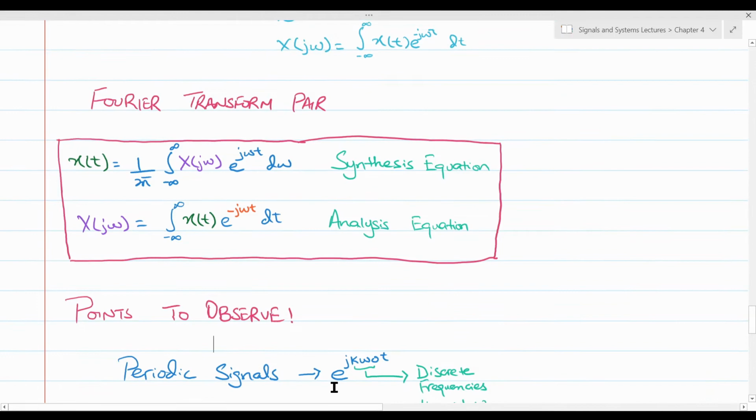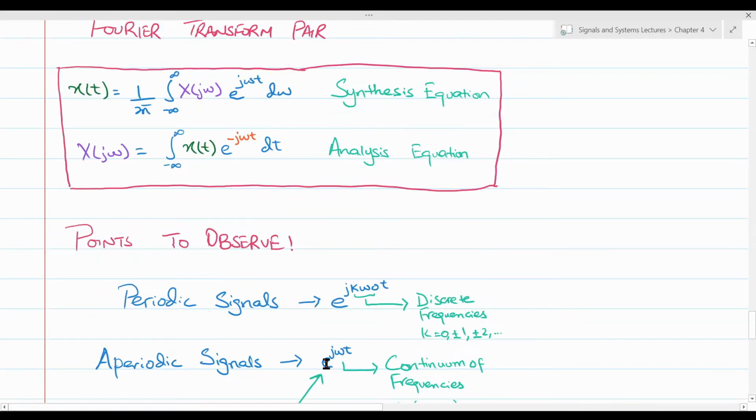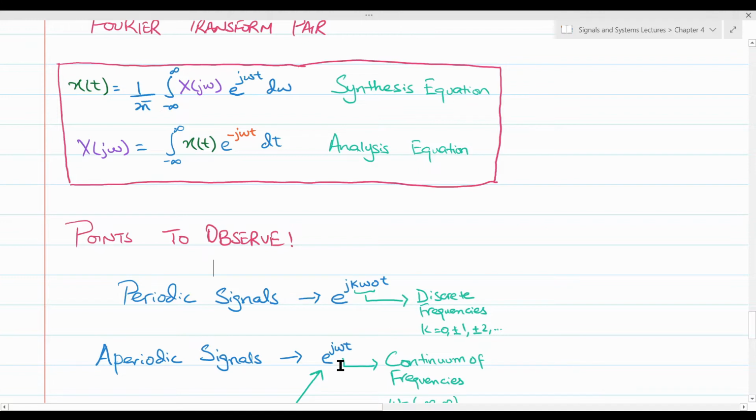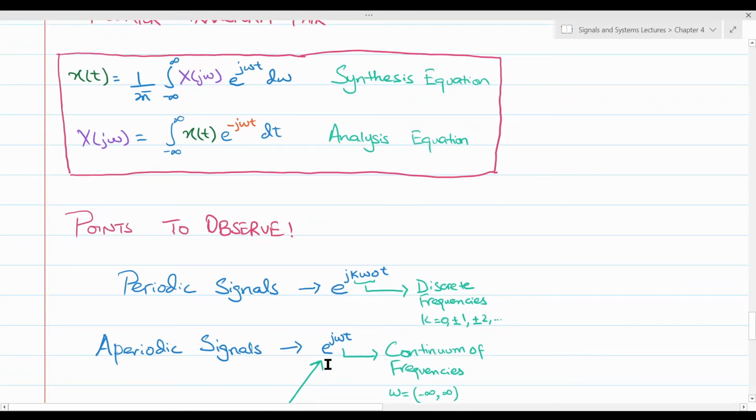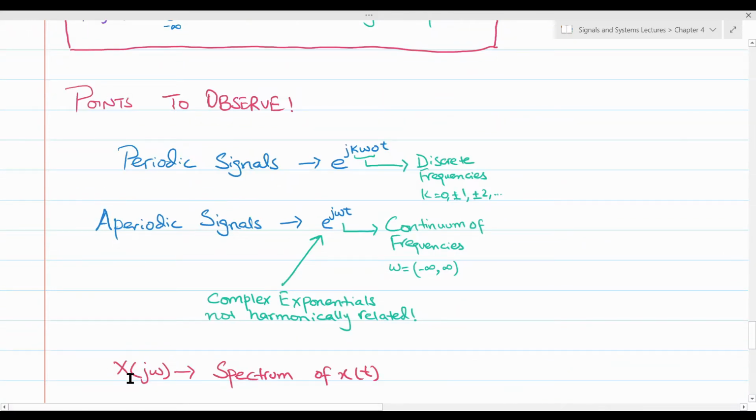The periodic signals were represented by complex exponentials having discrete frequencies, and these complex exponentials were harmonically related. On the other hand, the aperiodic signals can be represented by complex exponentials as well. However, the complex exponentials have a continuum of frequencies. That means the omega here is a continuous variable and can be any value from minus infinity to infinity. And these complex exponentials of different frequencies do not need to be harmonically related. And finally, X(j omega) is the spectrum of x(t).